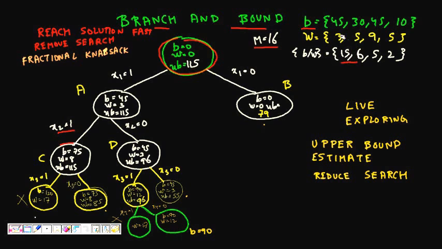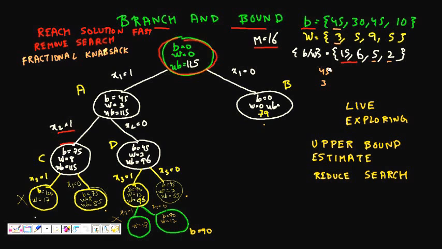Here, I have sorted this: 45 by 3 is 15, so this item in minimum weight gives me maximum benefit. Then 30 by 5 is 6, then 45 by 9 is 5, then 2. So it is sorted in descending order of benefit by weight ratio. Of course, when I have to choose, I will choose the first item. I will get a benefit of 45 and I have just taken weight 3. So how much do I still have?